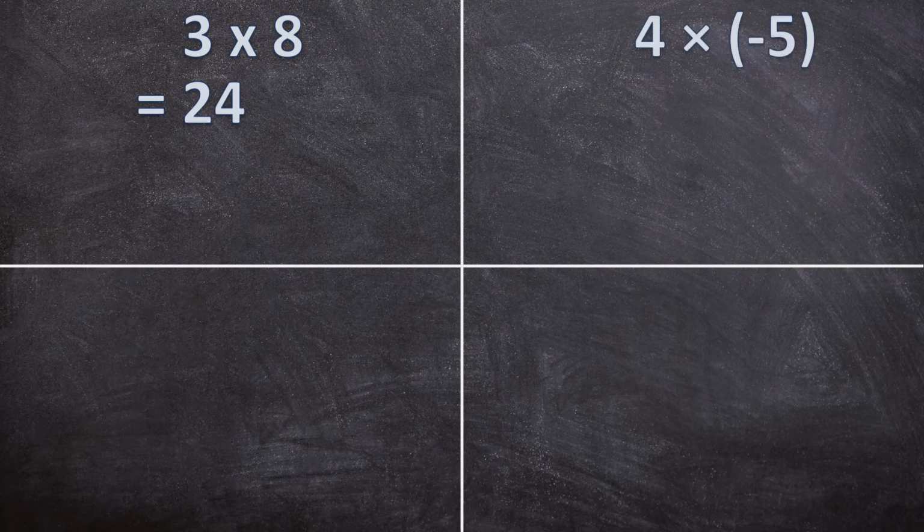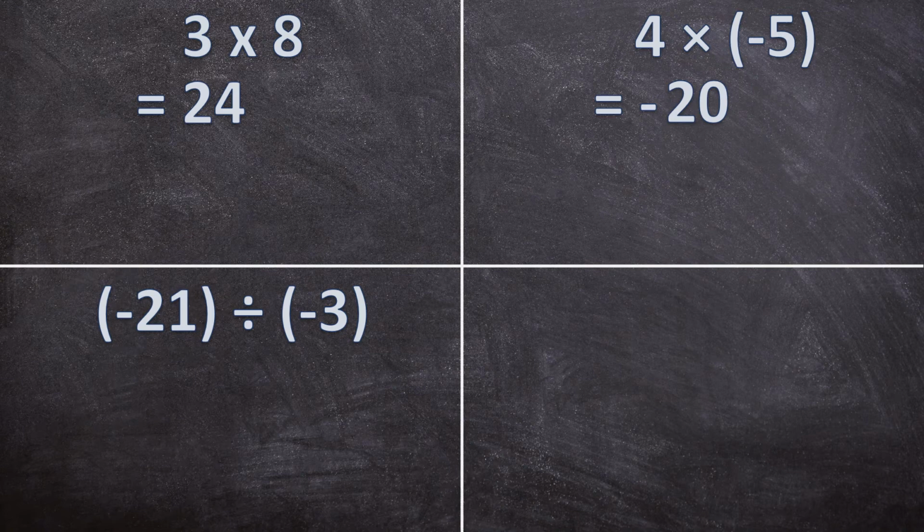Now let's mix the rules and do 4 more examples. The first one, 3 times 8. 3 and 8 are positive, so we know our answer is going to be positive. And 3 times 8 is 24. Next example, 4 times negative 5. A positive and a negative will give me a negative answer. And 4 times 5 is 20.